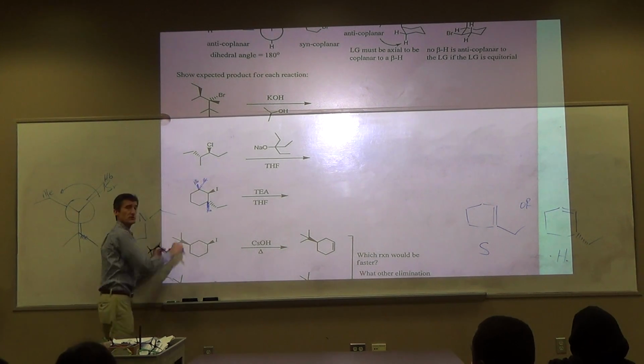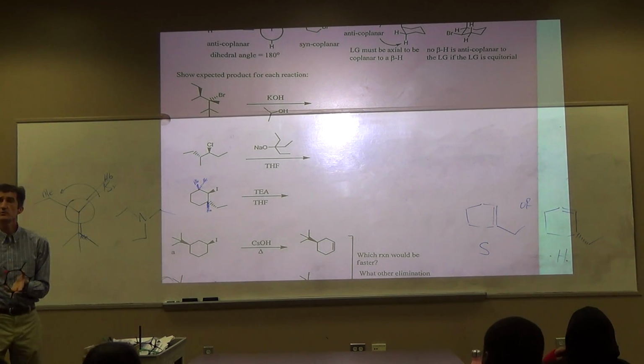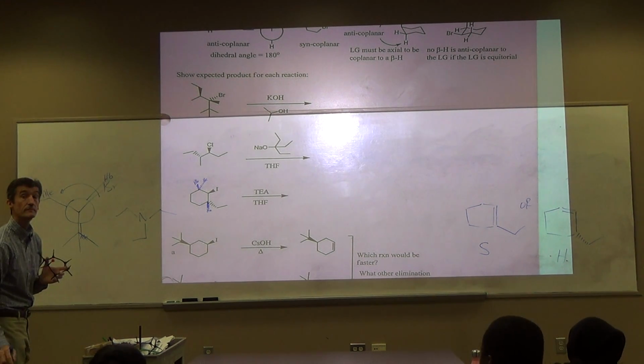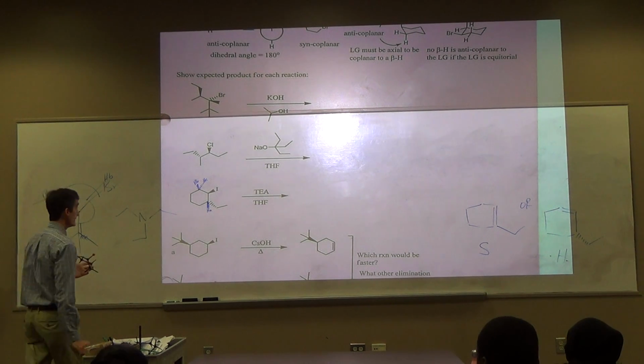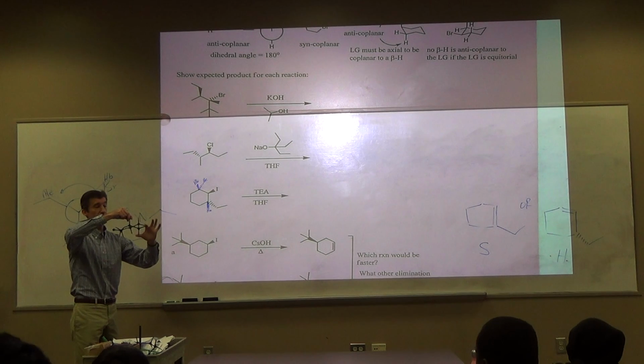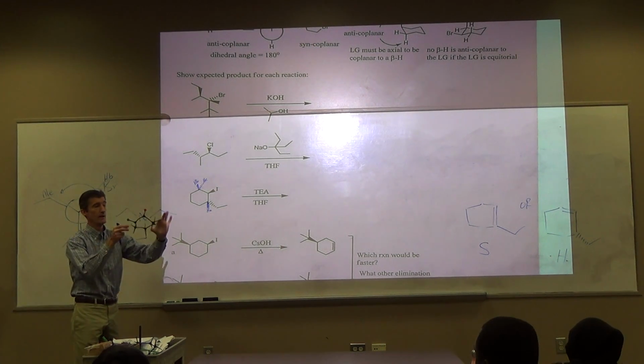What about one of the other H's that's available? Can one of those be anticoplanar, trans-coplanar? Which one can be? HC. Correct. Let's look at the other carbon, the other beta carbon.